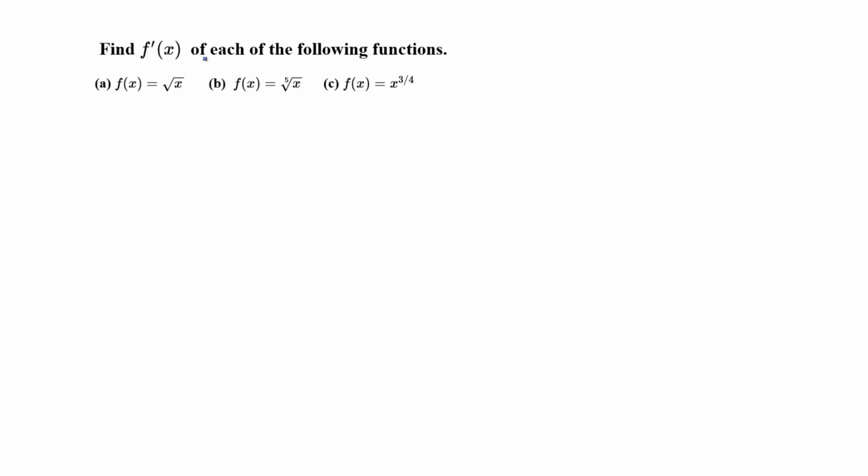Find f prime of each of the following functions. So if we have some function, let's say some variable x raised to power n, and we want to find its derivative, then we can use the power rule, from which we bring n to the front, any number, and subtract 1 from that power, n minus 1. So this is called the power rule, and this n could be any real number, by the way. When we have this function, then its derivative, f prime, is given by this.